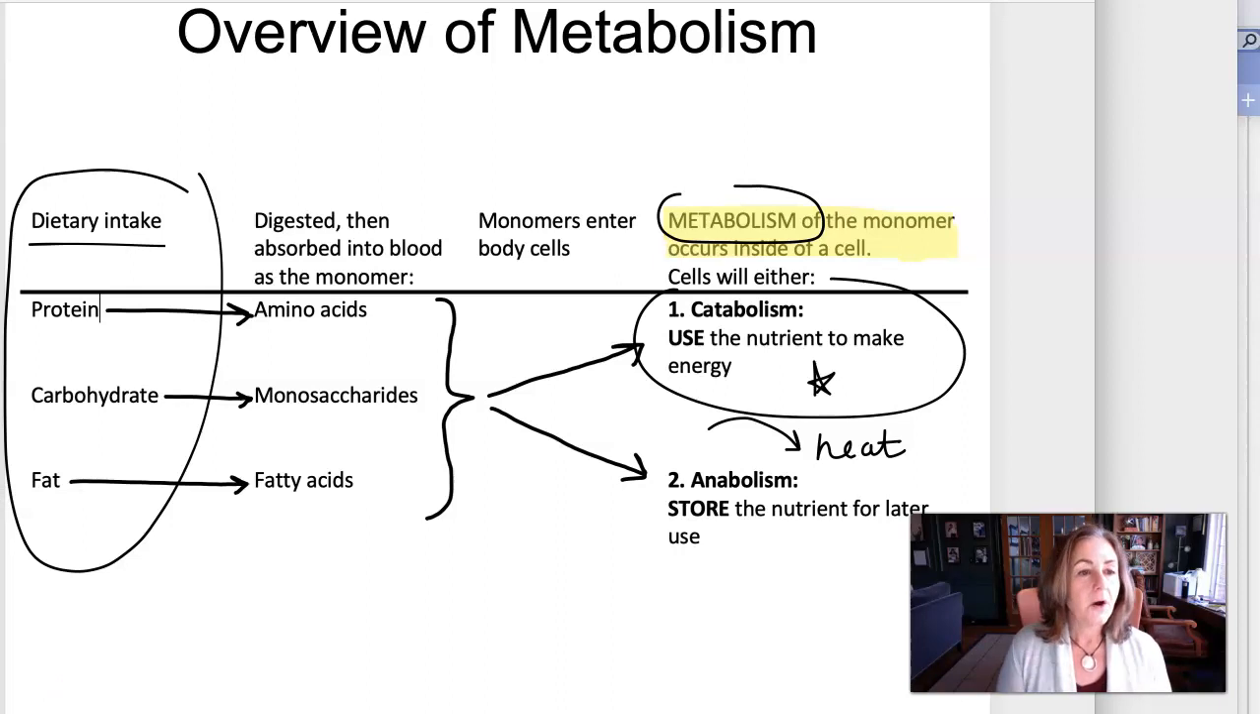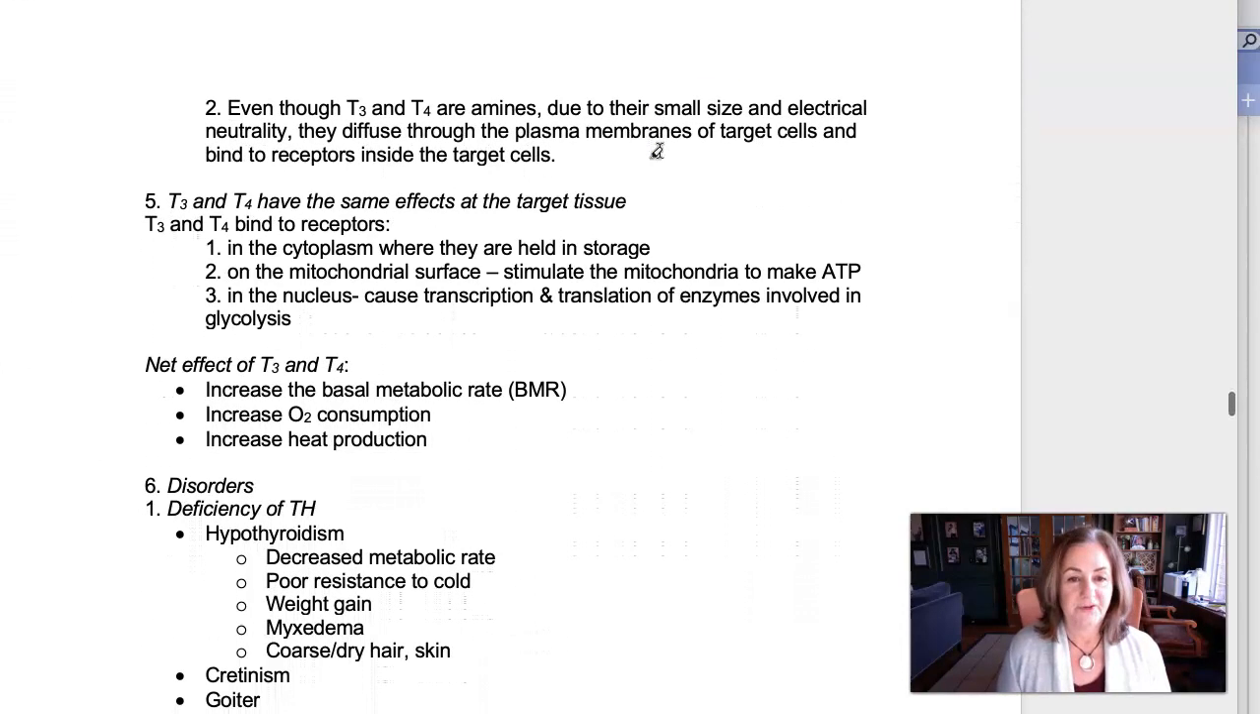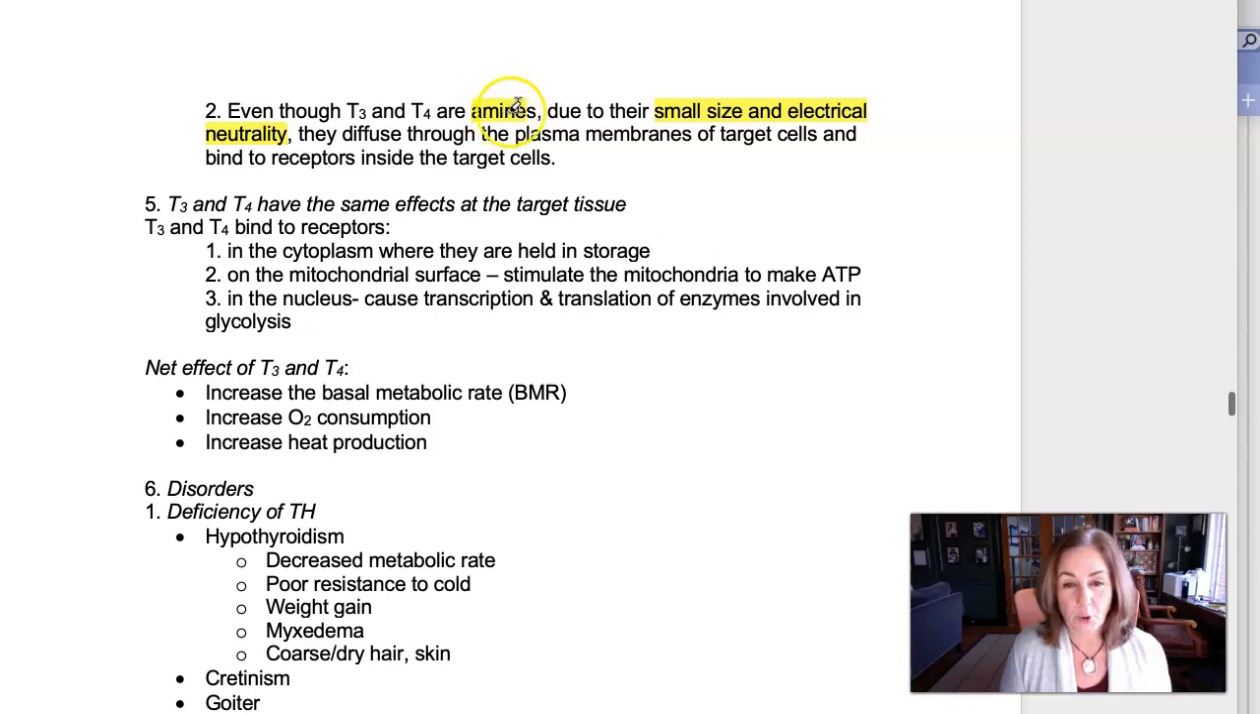Okay, so once T3 and T4 get to the target tissue, I'm going to go back to the notes here. It's another bit of a rule breaker, because even though it's an amine, which is a type of a protein hormone, due to their small size and their electrical neutrality, and also the fact that tyrosine is an amphipathic amino acid, meaning that it has characteristics of hydrophilic and hydrophobic, what happens is, even though it is a protein, it acts like a steroid. Okay, it diffuses through the plasma membrane. So we're used to that, where we've learned that that's what steroid hormones do. So this is another rule that's broken.